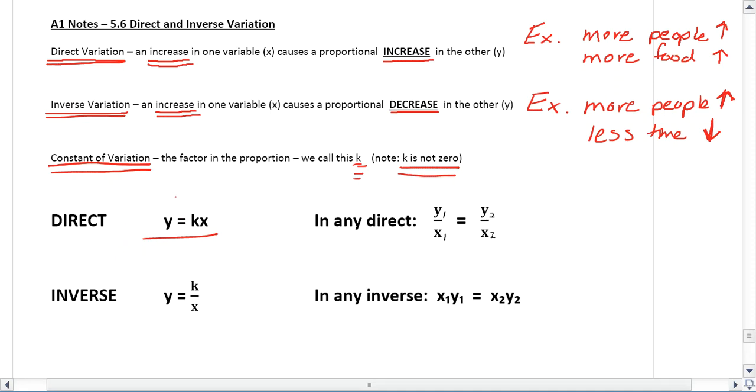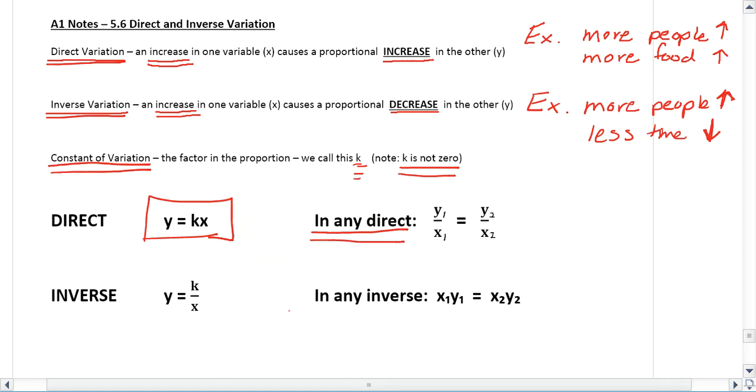So now we have these formulas that help us when we're going to differentiate between direct and inverse in the different problems. So direct, y equals k times x. The k is the factor that you're multiplying by, and it's the same as the proportions that we dealt with before. In any direct proportion, it's y1 is to x1 as y2 is to x2. So this is normal. This is like the ones you've always done.